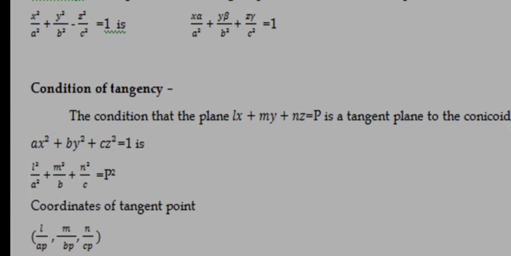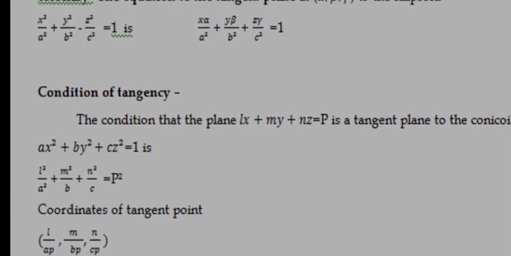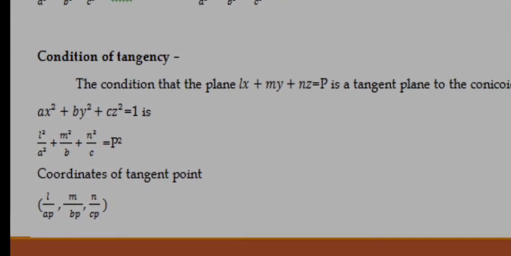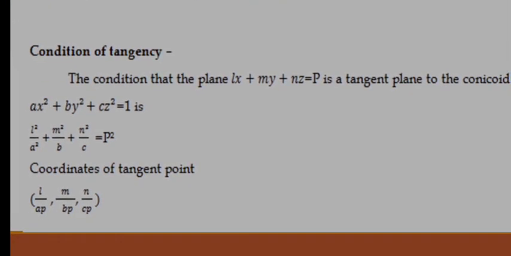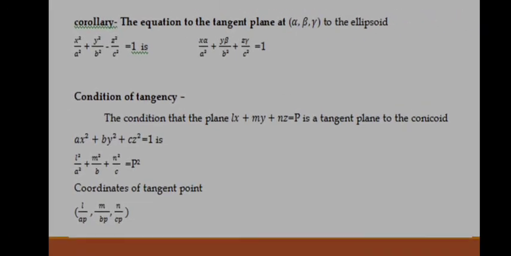Now the condition of tangency. The plane lx plus my plus nz is equal to p is a tangent plane to the conicoid ax square plus by square plus cz square is equal to 1. And we know that l square upon a plus m square upon b plus n square upon c is equal to p square. Here the coordinates of the tangent point are given: l upon ap, m upon bp, and n upon cp. This is the condition of tangency.